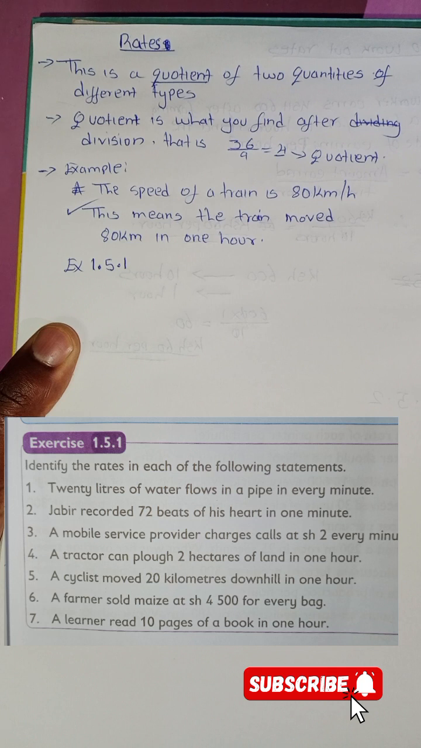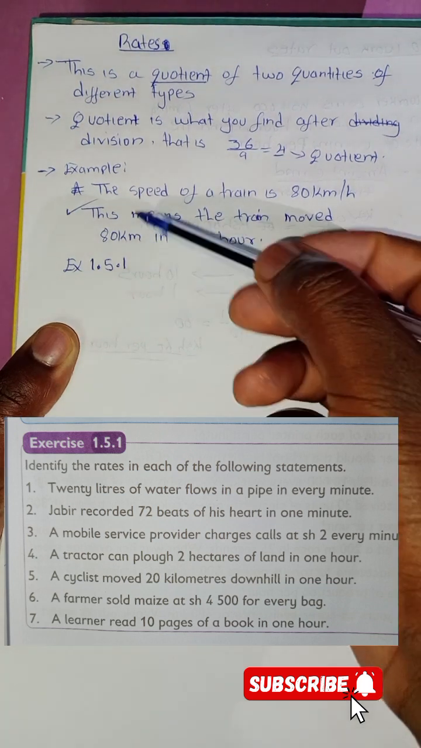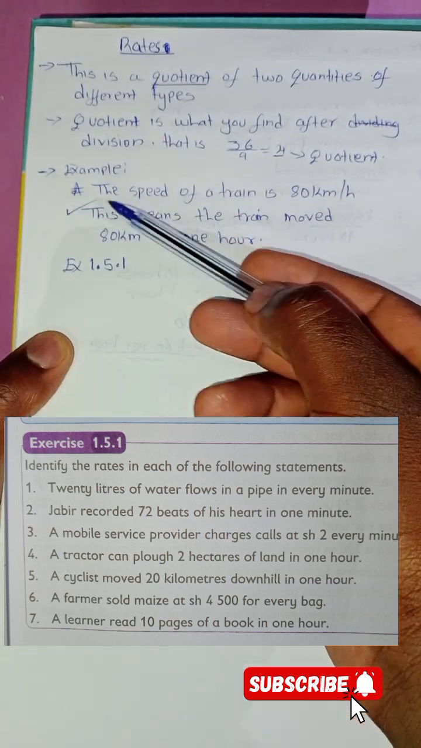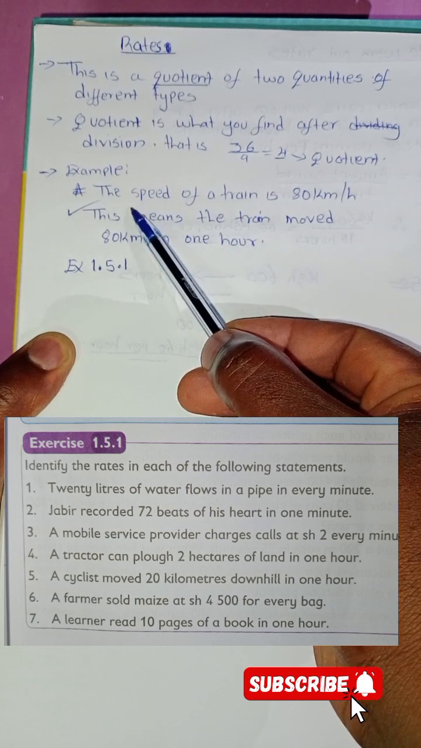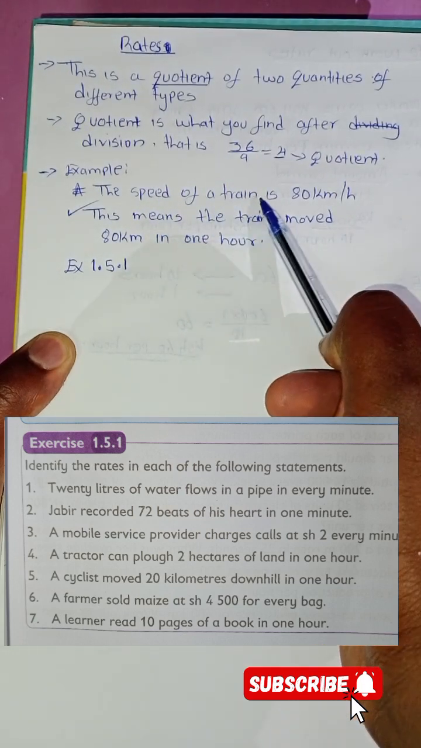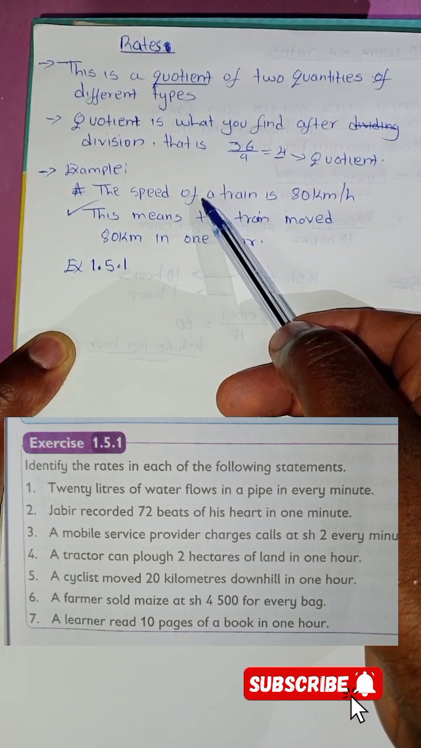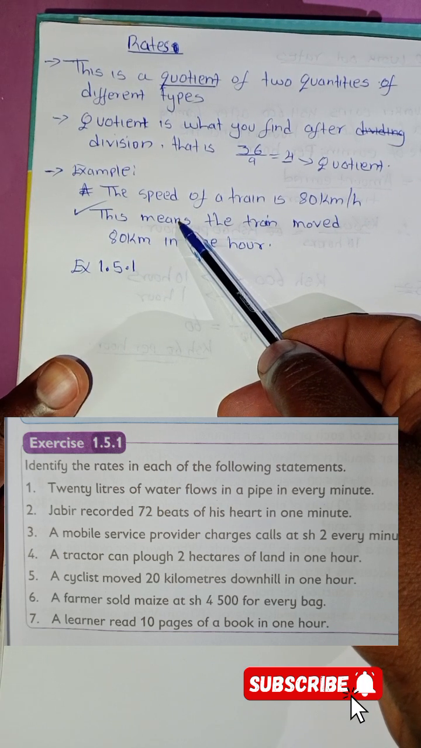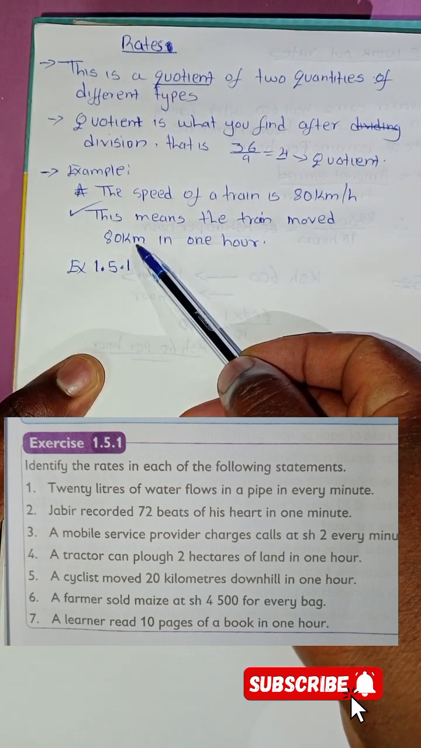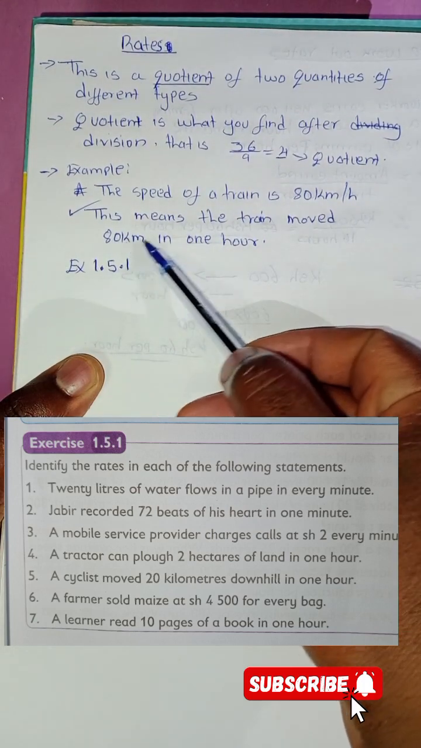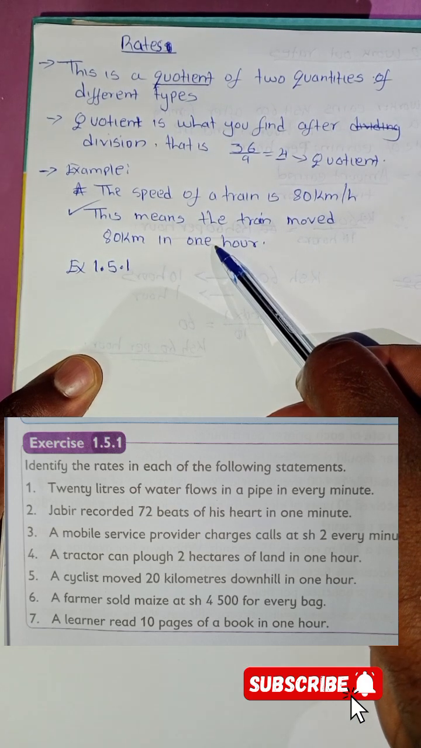So when you are to define what a rate is, a rate is the quotient of two quantities of different types. That is the definition of the word rate and of the quotient. Then we move to an example. The speed of a train is 80 kilometers per hour. If you are told to give the rate of the speed of the train, it means that the train covered 80 kilometers in 1 hour.